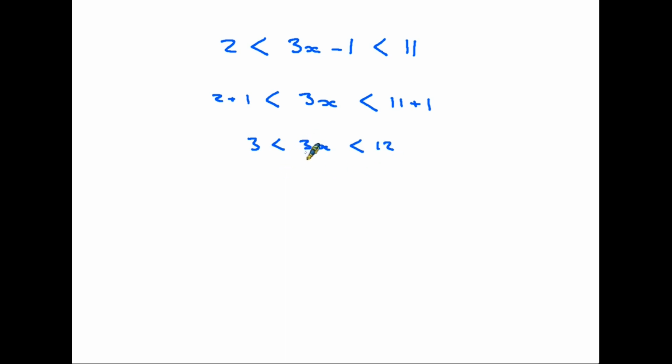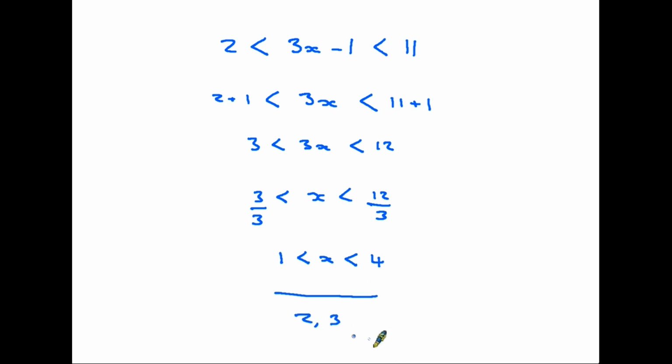We now need to move the 3, which is a multiply, and again it goes in both directions, so we end up with x in the middle. The 12 becomes a divide on this side and also a divide on the other side. So we now have 3 over 3, 1 is smaller than x, is smaller than 12 over 3, which is 4. So we now have our final inequality. X is greater than 1 and smaller than 4. In other words, x is 2 or 3.